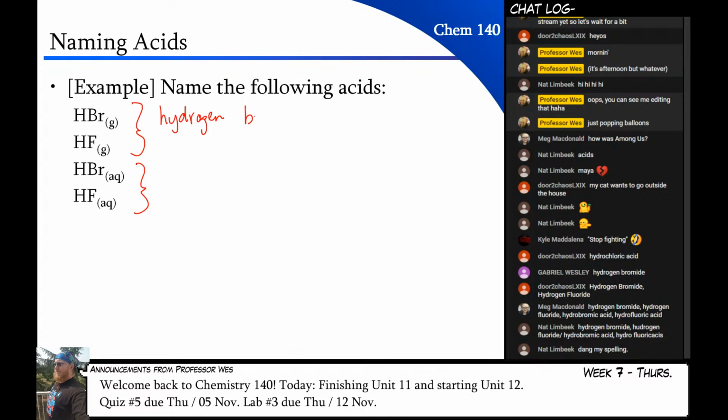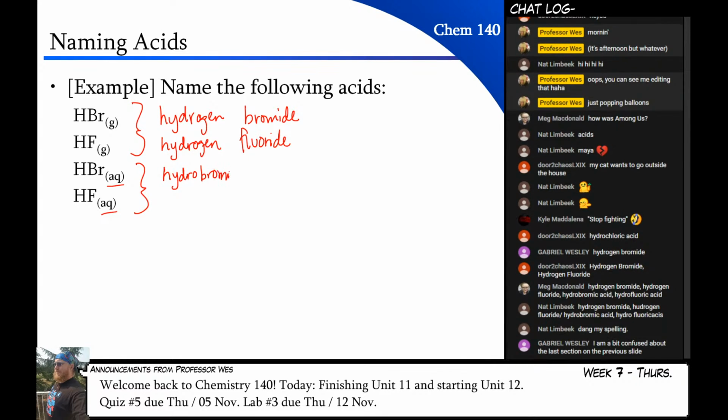So this is a gas. We say hydrogen bromide and hydrogen fluoride. These down here are aqueous, so we use the hydro-blank-ic acid rule. Hydrobromic acid. And hydrofluoric acid.